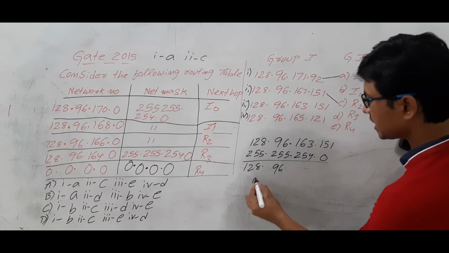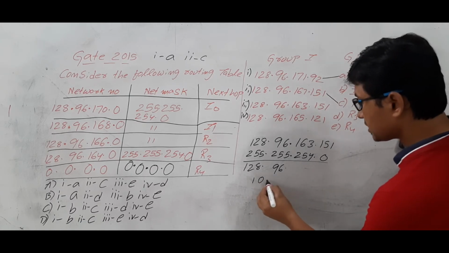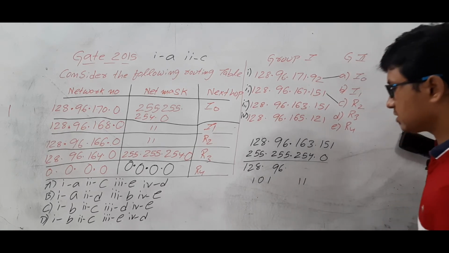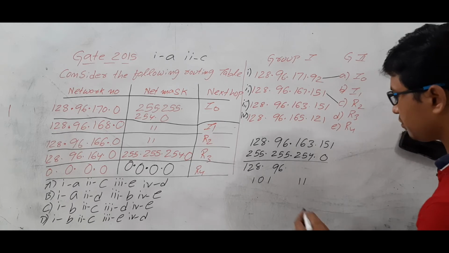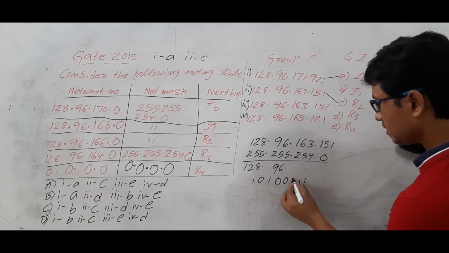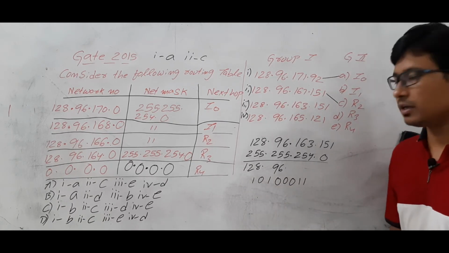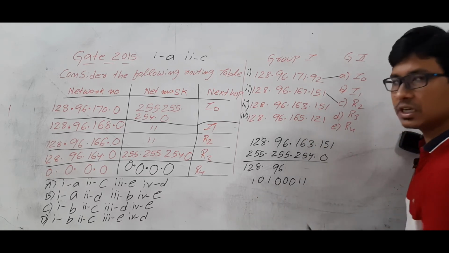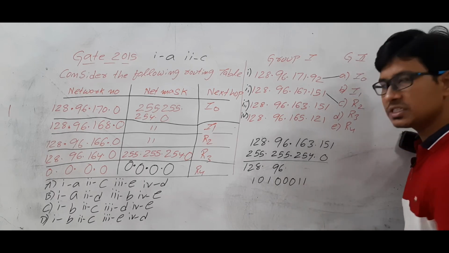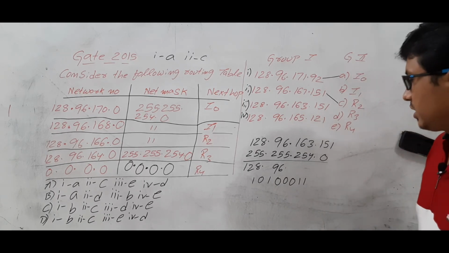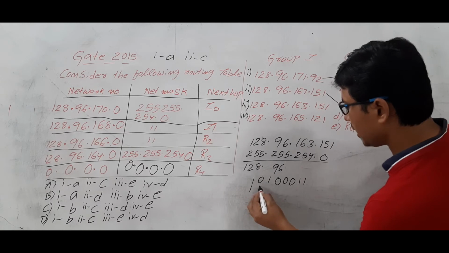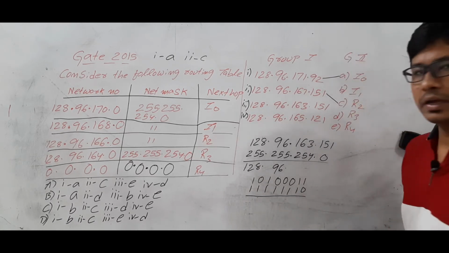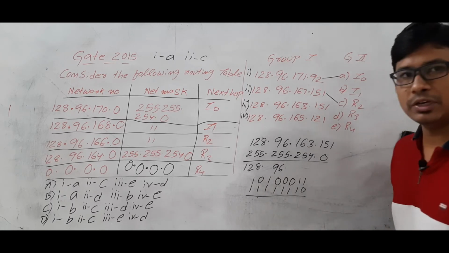163 I can represent as 128 plus 32 is 160, and 3 I can represent as 2 bits, so you take 3 bits. This is the binary representation for 163. How have I written it? 128 plus 32 is 160, 160 plus 3 is 163. Okay. Now this is 254. I can write it like this. Okay. Are you able to follow? Now perform the bitwise AND.